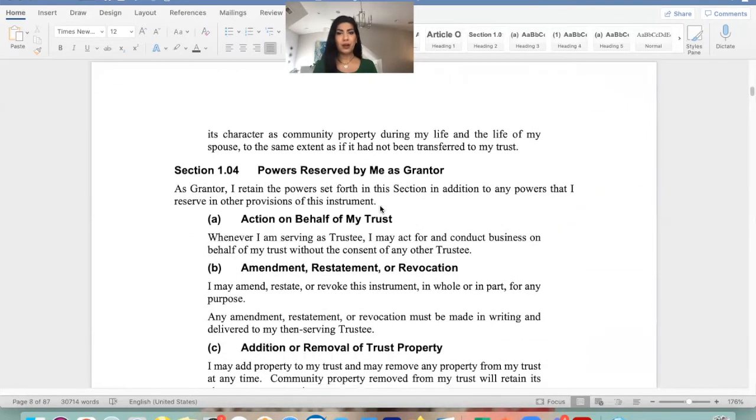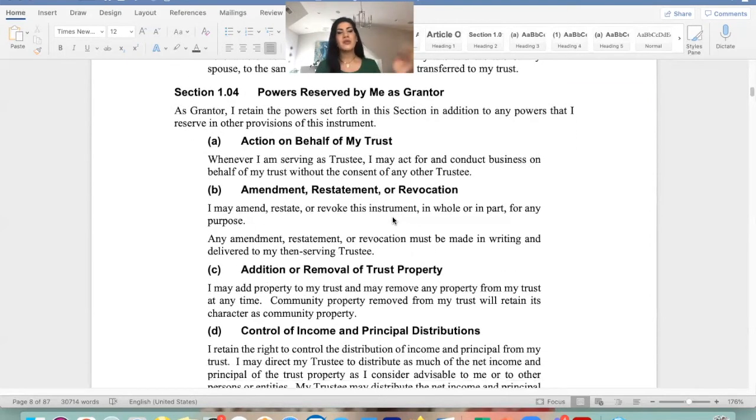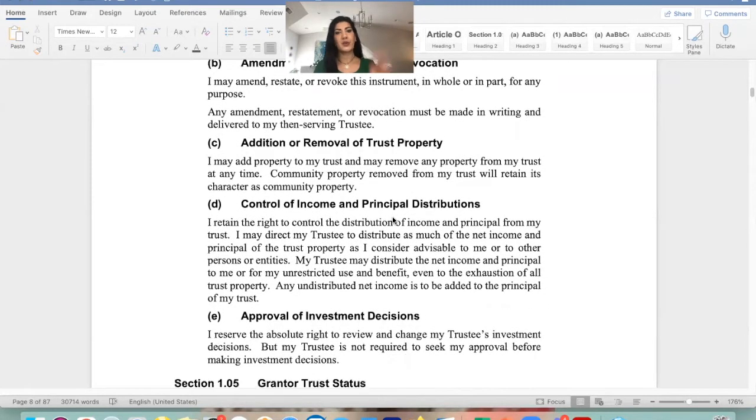As a grantor, you have the right to make changes to this trust at any time. You can amend it, you can revoke it. We hope you don't revoke it, but you can do that at any time. You can add assets to the trust, you can get rid of assets. You have full control of the income and the principal of the distributions of whatever is in the trust, and you have approval of investment decisions.